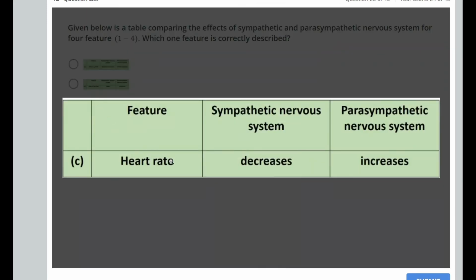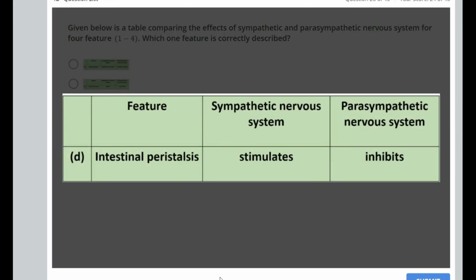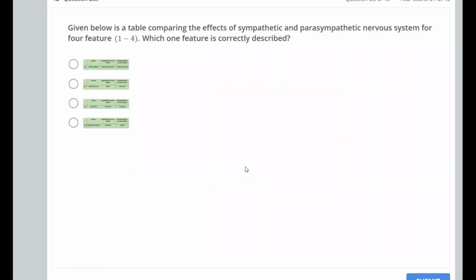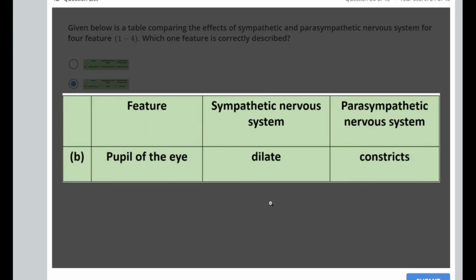Let me show the third option. Heart rate is the feature. Decreases for the first case, increases for the second case. Is it right? Option 4, intestinal peristalsis. For the first case, it stimulates. In the second case, it inhibits. That means, in the sympathetic nervous system, it stimulates. In the parasympathetic nervous system, it inhibits. The right answer for this question is option B, pupil of the eye.